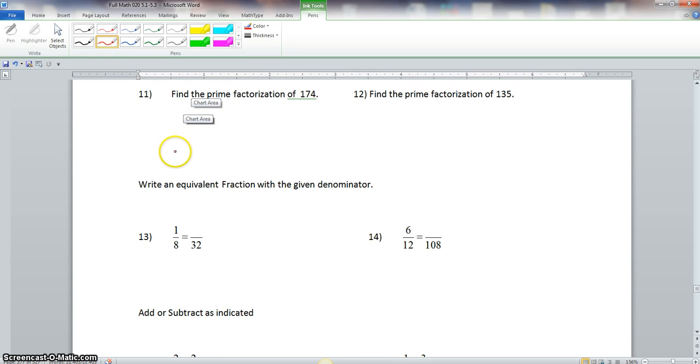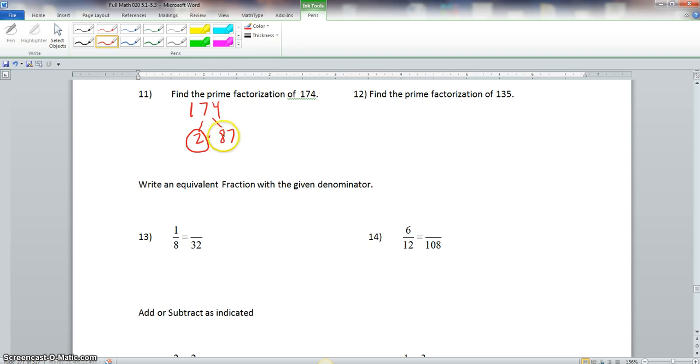Now we're at problem number 11. It says find the prime factorization of 174. So we will write 174. Now since this is an even number, we know 2 goes into it. So we will have 2 times, now this will end up being 87. 2 times 87, 2 is prime.